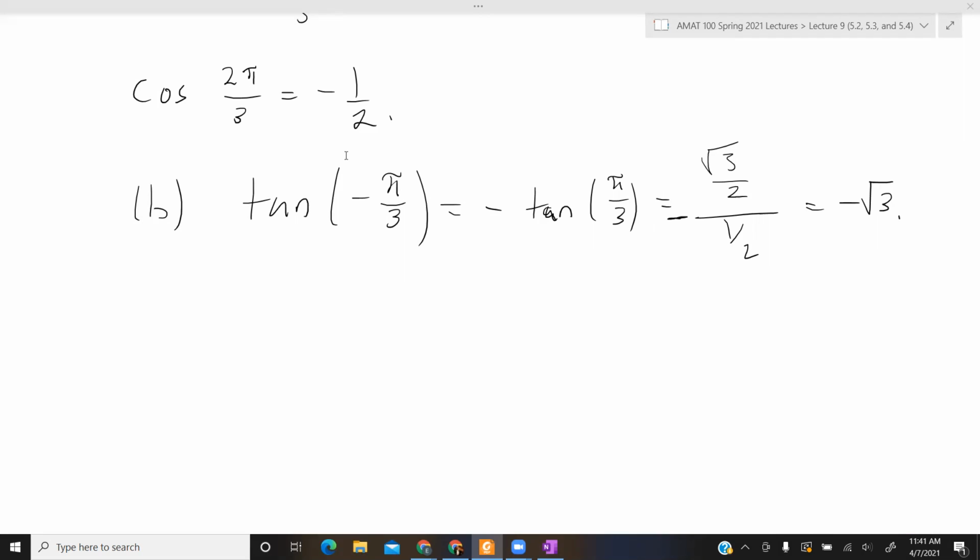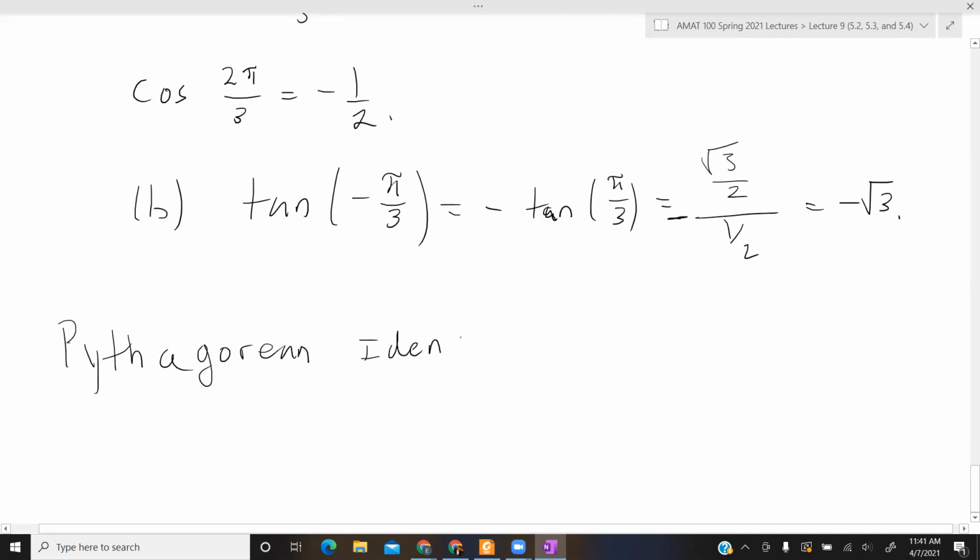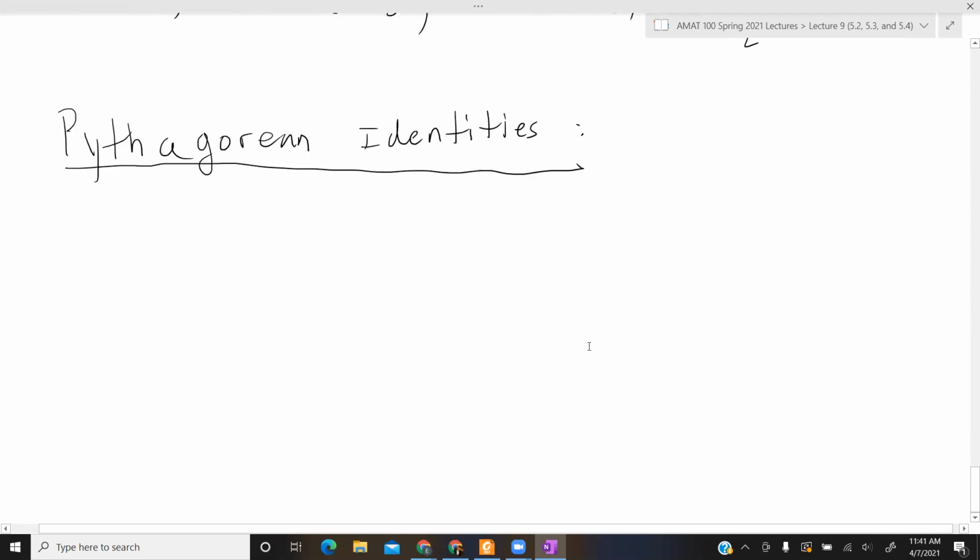So that's one property. But more importantly, we have these Pythagorean identities, which I won't prove, but you can find a proof in the book if you're wondering why these are true. Maybe you just don't want to accept this as true. If that's the case, then you're a true mathematician. You don't want to accept anything as true. You want a proof, and I applaud you for that. I encourage you to look at the proof if you so desire, but for sake of time, I'm just going to write down the identities.